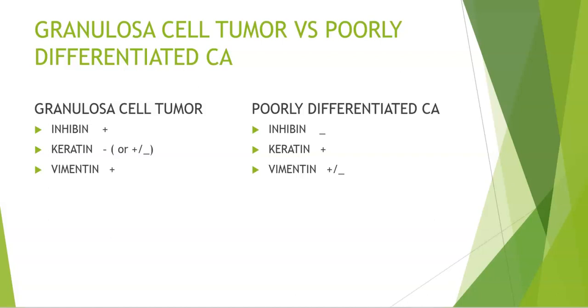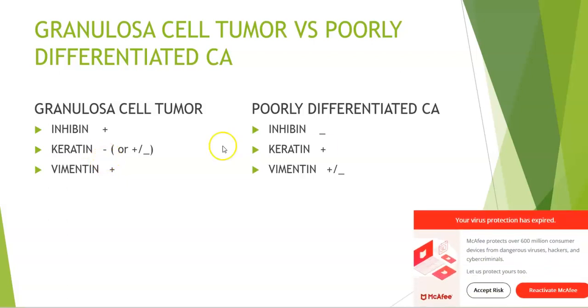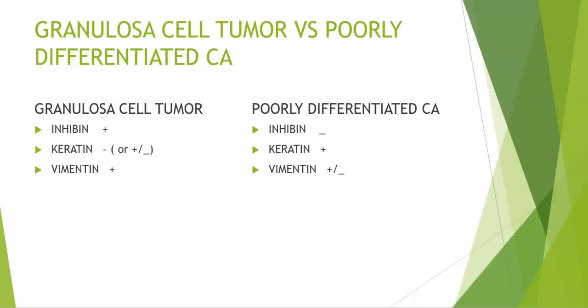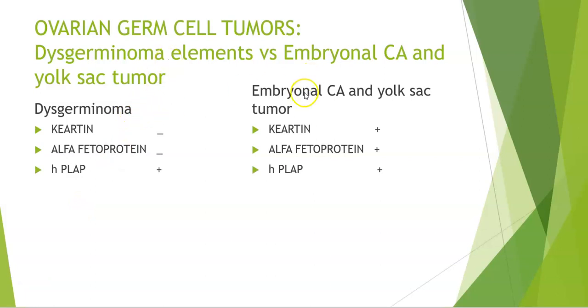Granulosa cell tumor versus poorly differentiated carcinoma. Granulosa cell tumor will be positive for inhibin and vimentin, while it is negative for keratin. Keratin will be positive in poorly differentiated carcinoma and inhibin will be negative. Now, dysgerminoma, embryonal carcinoma and yolk sac tumor, the ovarian germ cell tumors. Dysgerminoma will be positive for H-PLAP, while embryonal carcinoma and yolk sac tumor will show positivity for keratin and alpha fetoprotein in addition to H-PLAP.